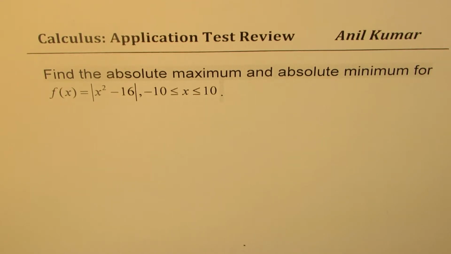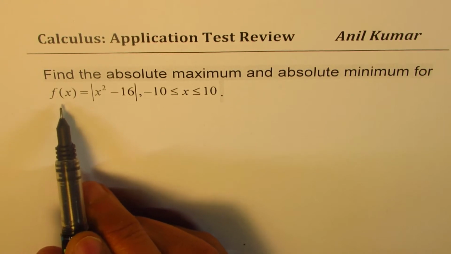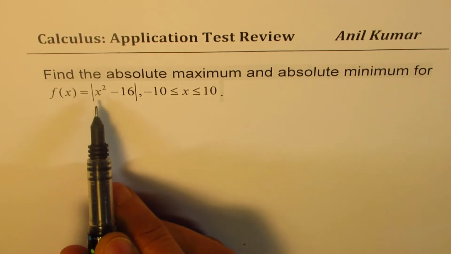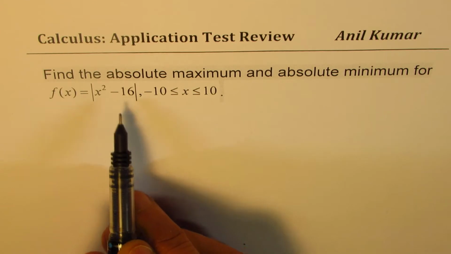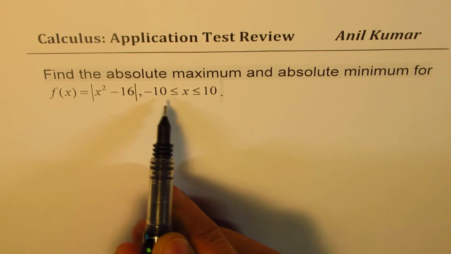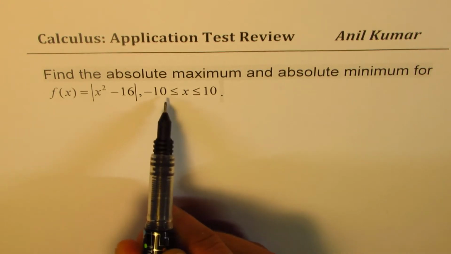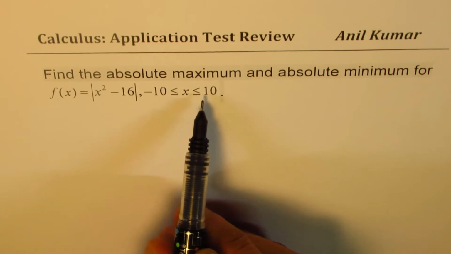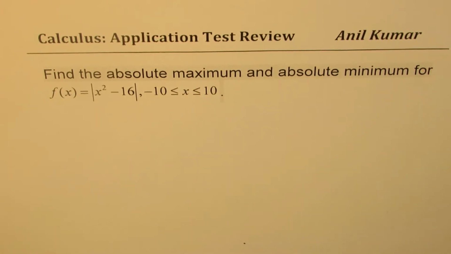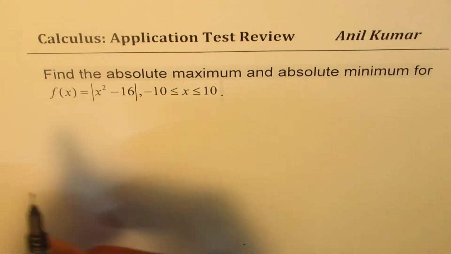The question here is, find the absolute maximum and absolute minimum for the function f of x equals the absolute value of x squared minus 16, where x is in the closed interval from minus 10 to plus 10. If you have a continuous function within a closed interval, then you will definitely have an absolute maximum and absolute minimum. For absolute value functions, it's a good idea to define them, right?